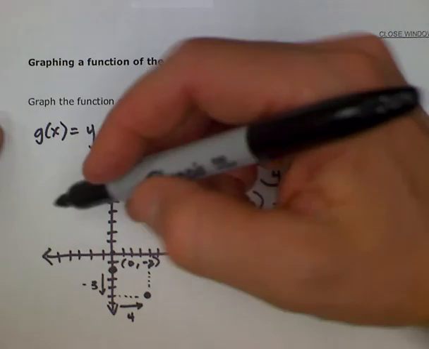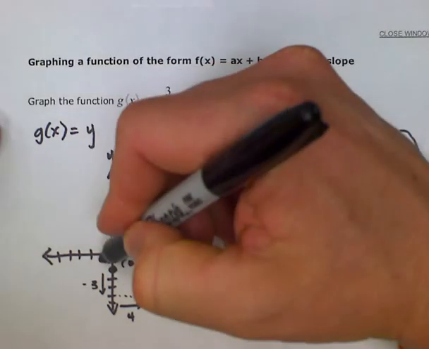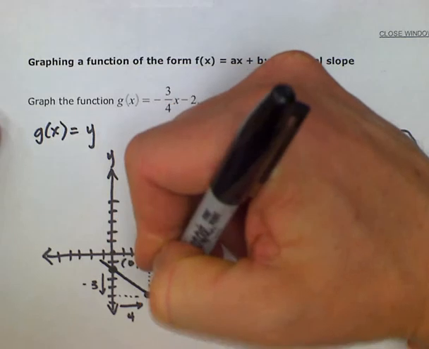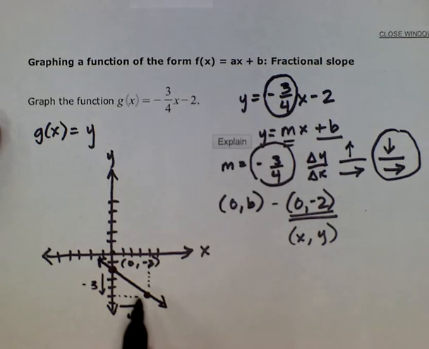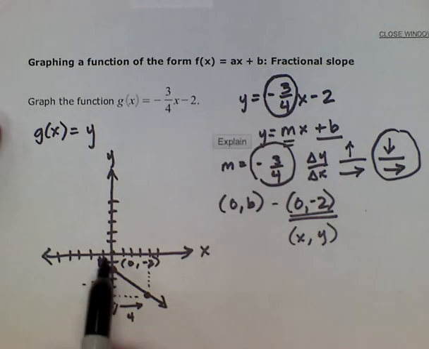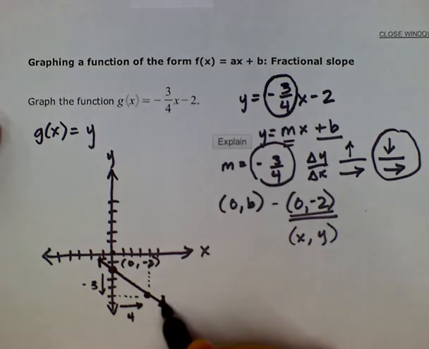So then we could just draw a line through those 2 points. That's what our graph is going to look like. We see it's a negative slope, and as the x increases, the y's are decreasing, so our line looks accurate. And that is it.